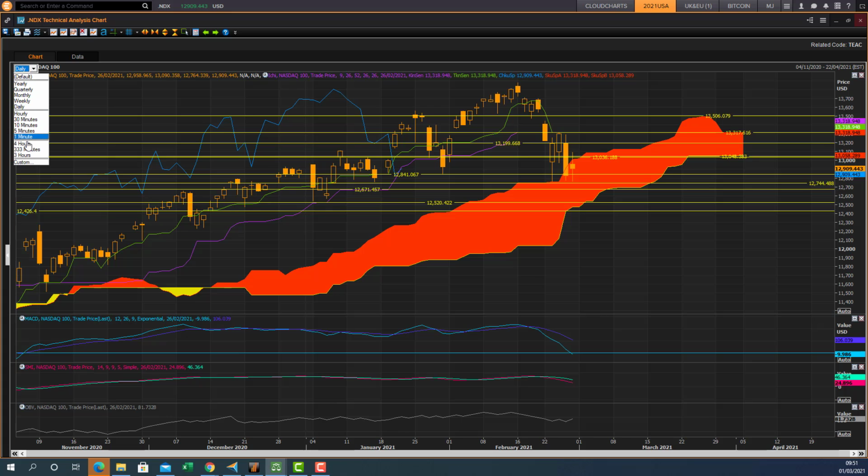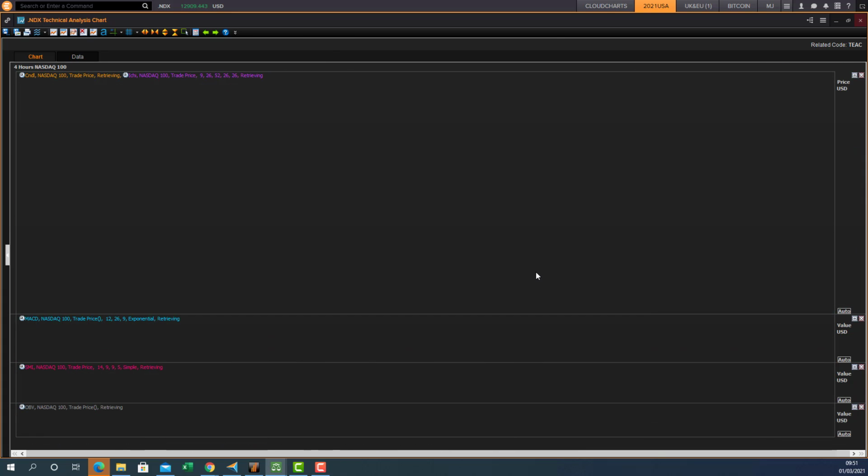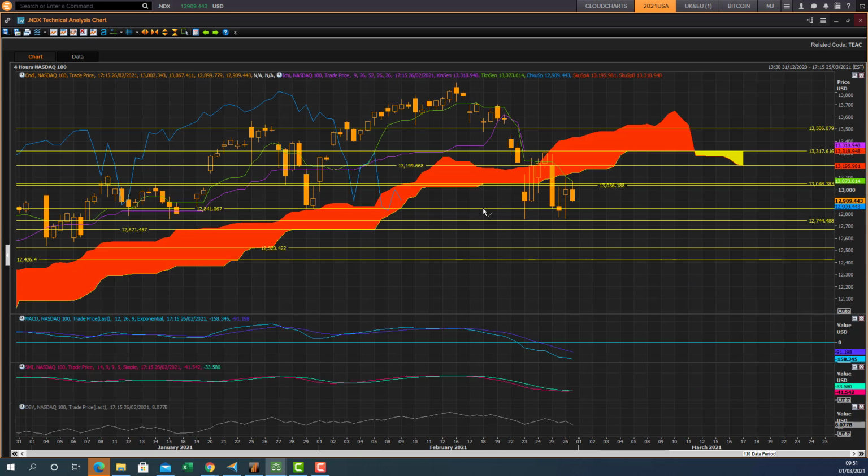Turning to the 4-hour chart, we can see if it would load. Give me a second. There we go. Price action is below the cloud, so that's a little bit on the bearish side from an Ichimoku cloud chart analysis perspective. The downside support zones are 12,744 as well as 12,671. These are cloud chart support levels, so we're very close to a rebound zone of 12,744.